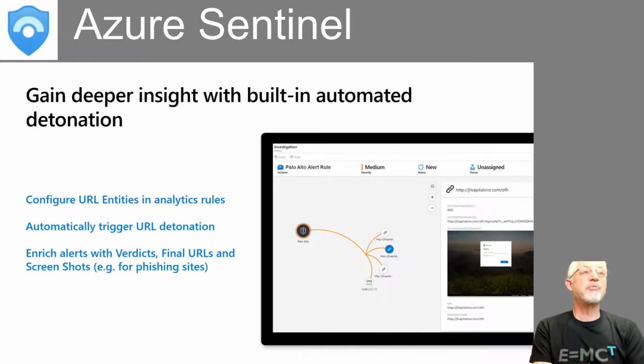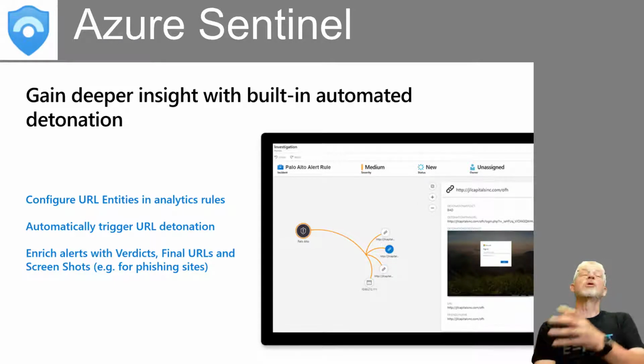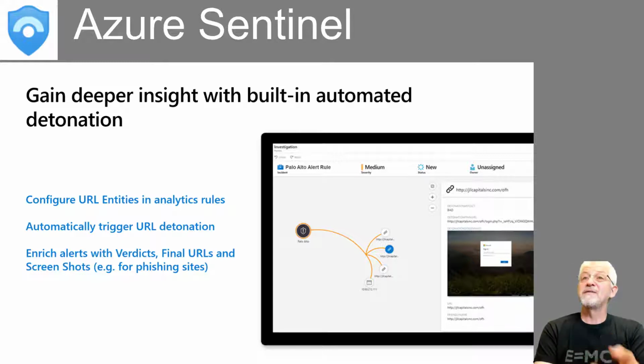You can also get deeper insight with automated detonation. So you can automatically detonate these URLs, which speeds up your investigation. You can use this detonation tool to enrich your alerts and discover threats related to malicious URLs. When creating a scheduled alert, any URL data in the query can be mapped to a new URL entity type. Whenever an alert containing a URL entity is generated, the mapped URL will automatically be detonated and the investigation graph will be immediately enriched with the detonation results.